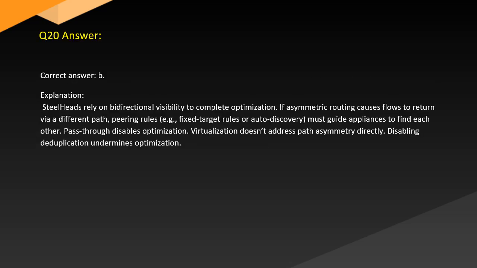Answer. Correct answer: B. Explanation. Steelheads rely on bidirectional visibility to complete optimization. If asymmetric routing causes flows to return via a different path, peering rules, e.g., fixed target rules or auto-discovery, must guide appliances to find each other. Pass-through disables optimization. Virtualization doesn't address path asymmetry directly. Disabling deduplication undermines optimization.